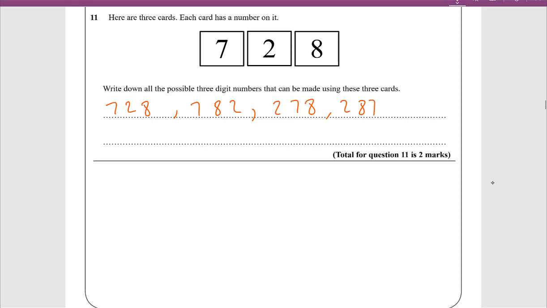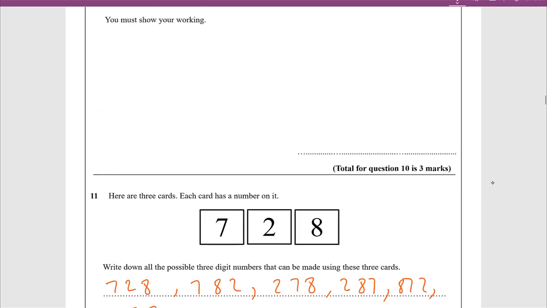And then we have 872, and then we have 827. Now what I've done is I started with the number and then found all the different combinations starting with that number, and then moved to the next one, and then moved to the next one. In that way, it's very easy to write these numbers down and not miss out any in the process.